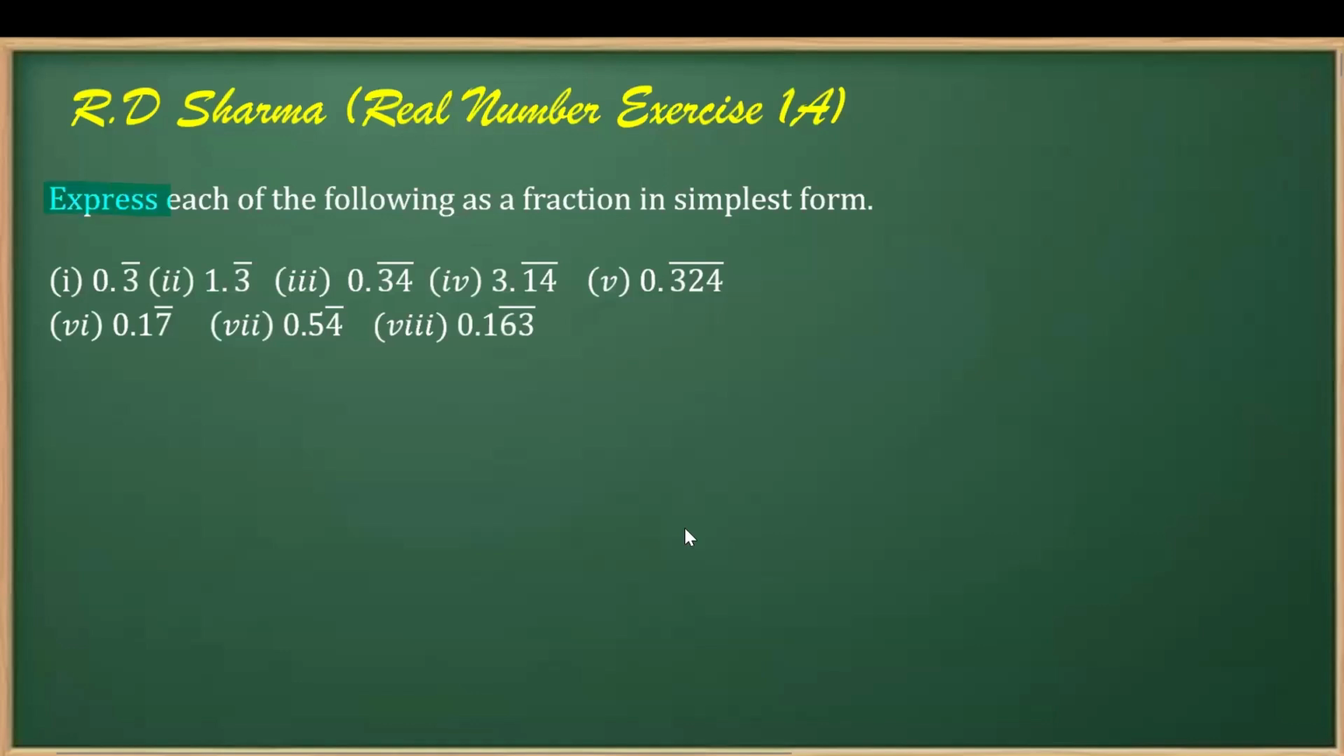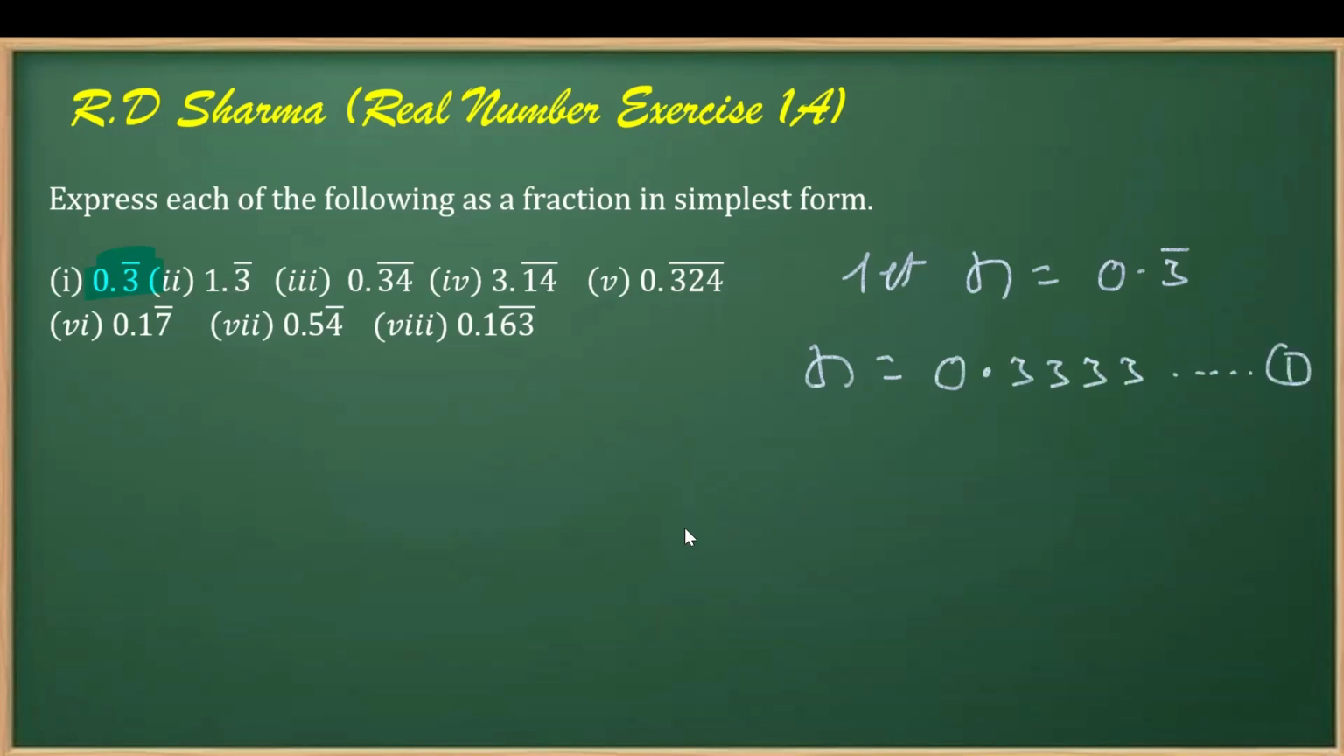In this question, it says express each of the following as a fraction in the simplest form. That means we have to write this in the form of P by Q in the simplest form. Now, if I take the first question over here, this is actually 0.3 bar. So let's say we take x, so x is equal to 0.3 bar. Now check what I can write this as: 0.333, a string of 3s, and mark it as equation 1.